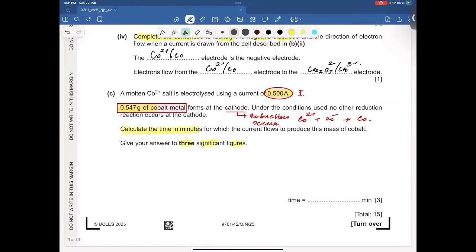So first of all, we have a value of the mass of cobalt. To work from this mass, we first need to find the moles of cobalt: 0.547 divided by the Ar of cobalt, which is 58.9. It's given in the periodic table. You can use that, okay? I remember it, so I wrote it down. So the moles is going to be 9.28 into 10 to the power minus 3 moles.